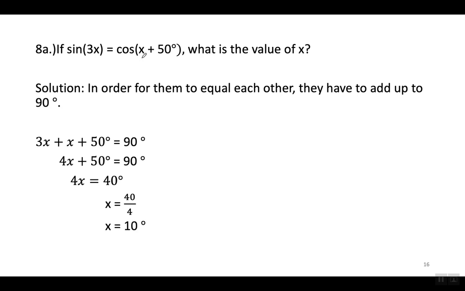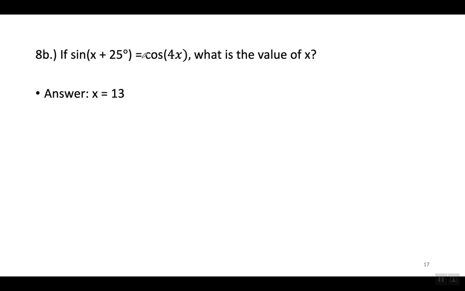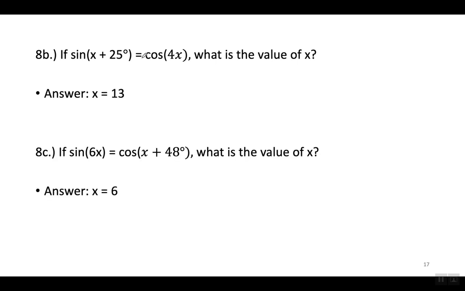And I got some more similar examples here that you could practice and see if you get the same answer. Remember, all you got to do is set up that these two are complementary. So x plus 25 plus 4x equals 90. That's how you set up the equation. And then just solve for x. In this one, 6x plus 48 equals 90. And then you solve for x.